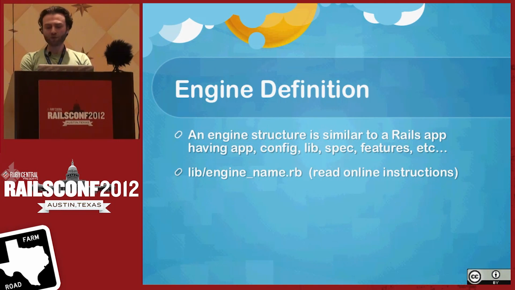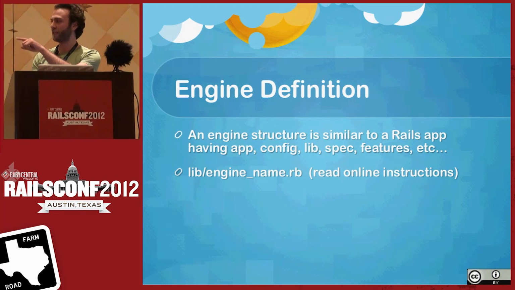So an engine structure is similar to a Rails app. It's got the app, config, lib, spec, and features directories. The app directory is only there to simulate the engine being an app so that you can run the RSpecs and Cucumbers, because they need to imagine that you're in an app. Actually, sorry, that was the config directory. The app directory is needed because that's where we put the MVC elements. The config directory is what I was talking about. I could be wrong, but either way.